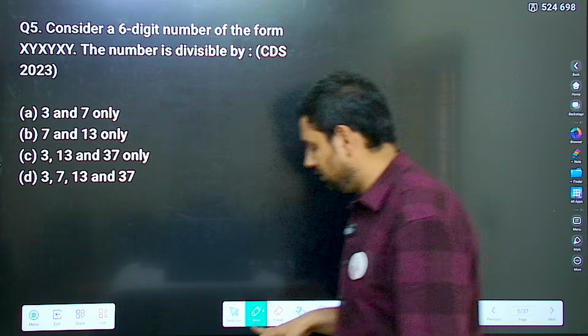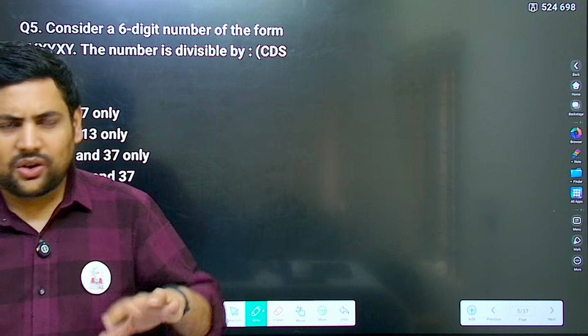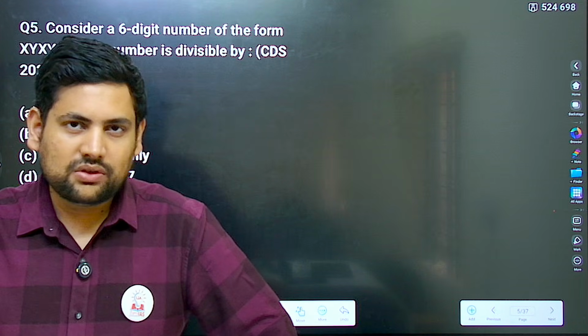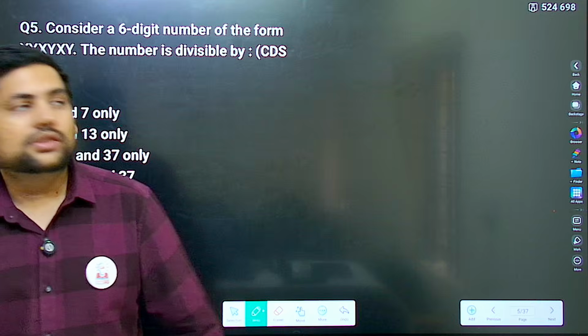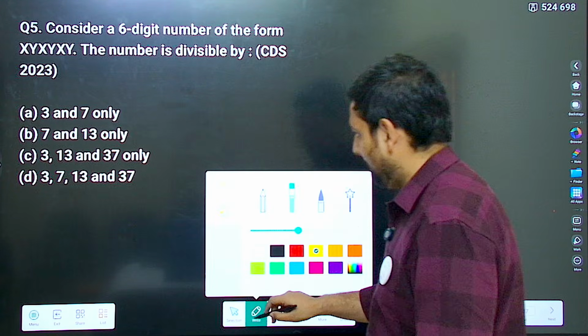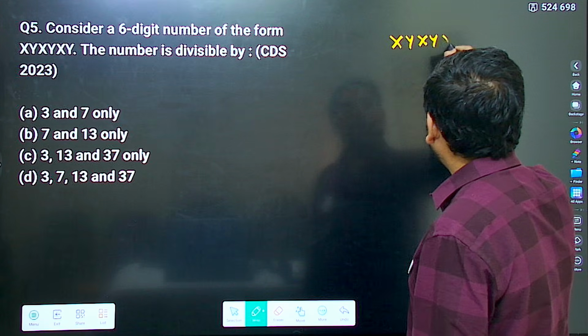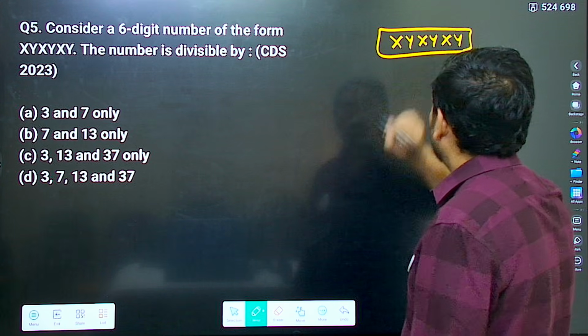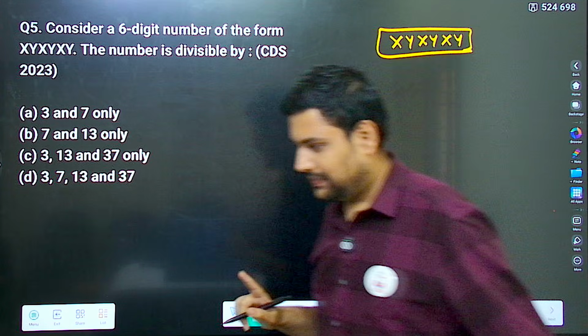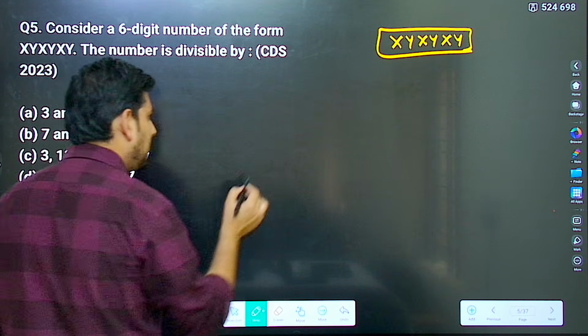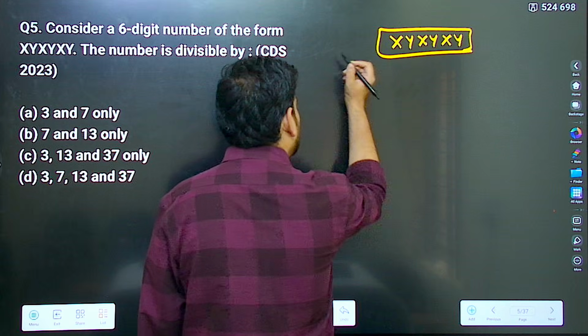Let's get to this question. This I wanted to talk about, all those 3, 7, 11, I think you remember. Okay, now this is a new pattern that you must know. This is what xyxyxy. Now observe this number carefully. Okay, now see what I am doing.